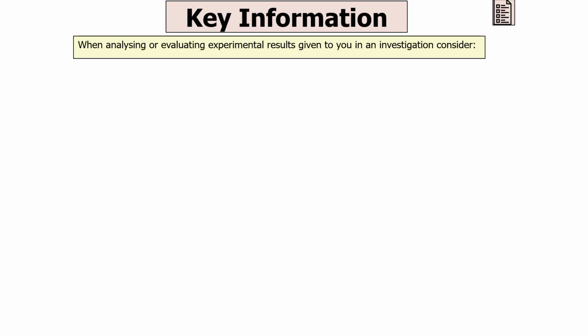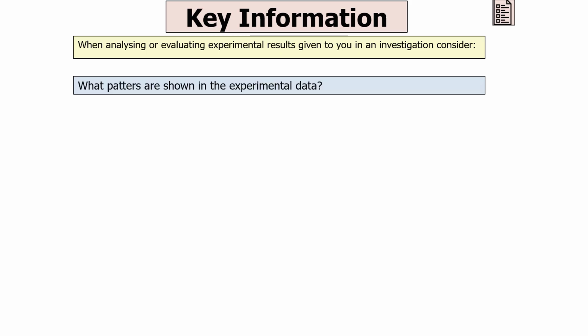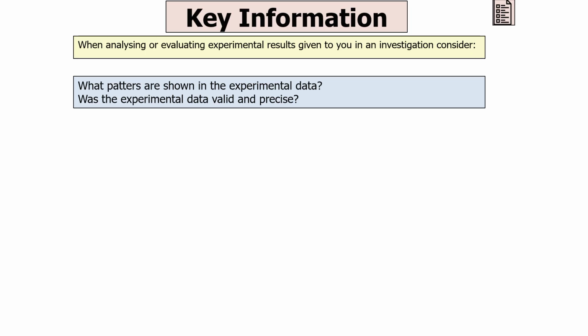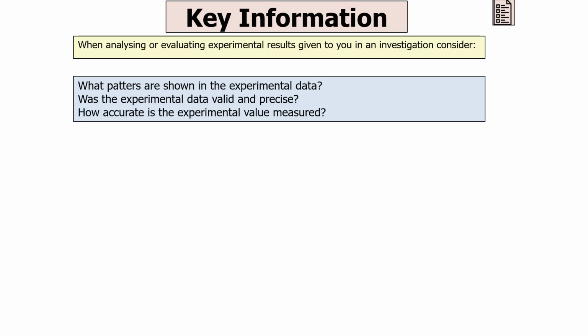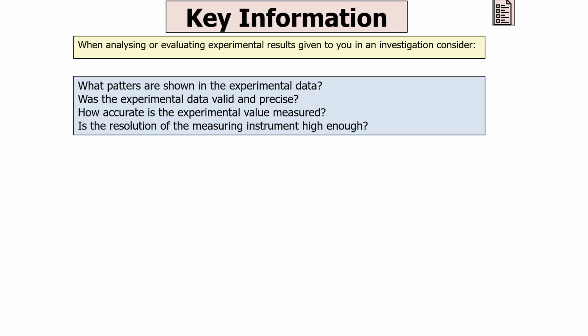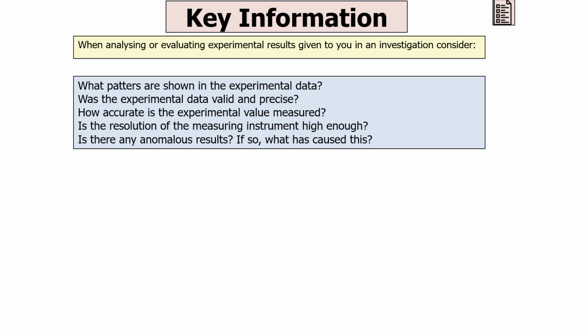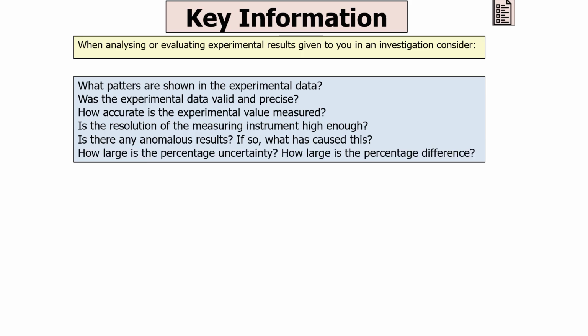Now, when analysing or evaluating experimental results given to you in an investigation, you need to consider the following. What patterns are shown in the experimental data? Was the experimental data valid and precise? How accurate is the experimental value measured? Is the resolution of the measuring instrument high enough? Are there any anomalous results? If so, what caused this? How large is the percentage uncertainty? How large is the percentage difference?